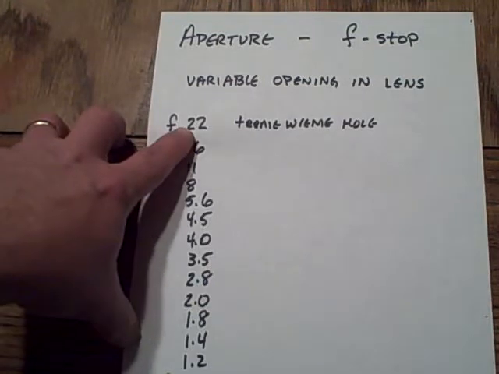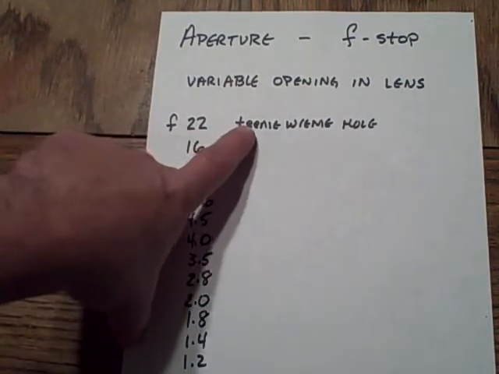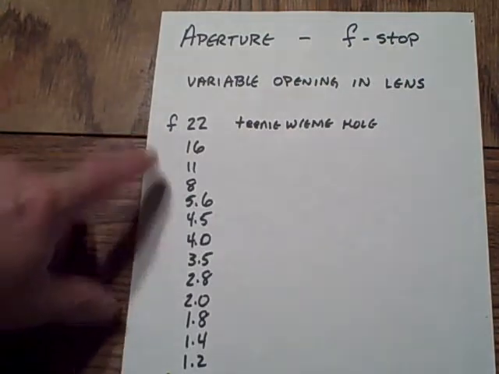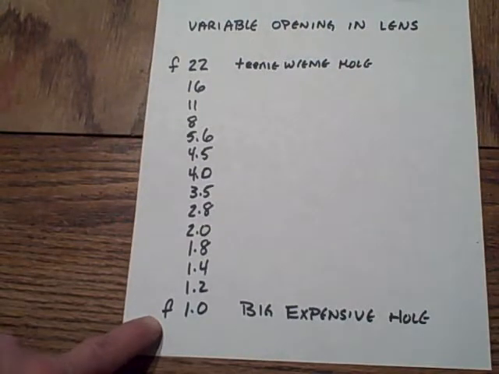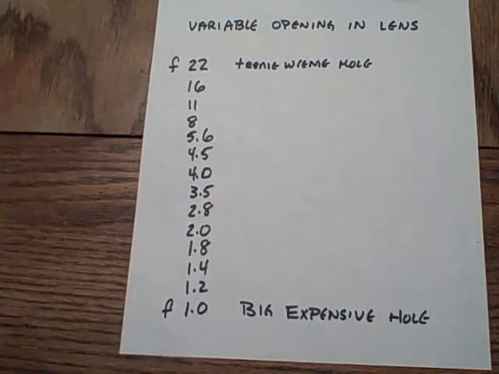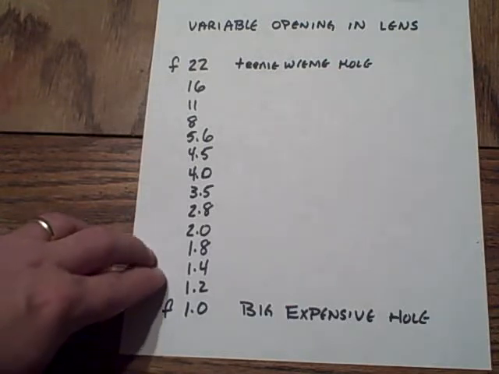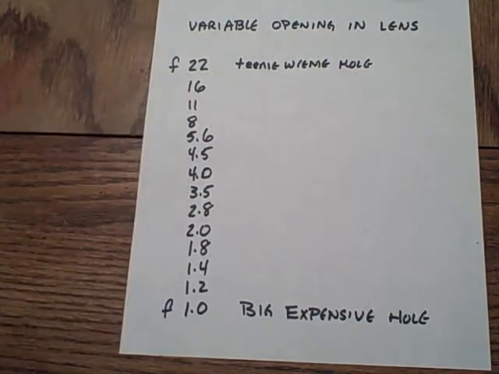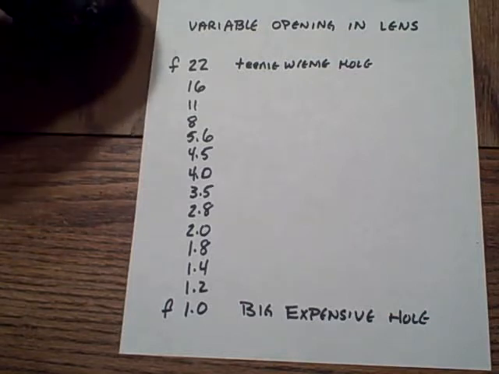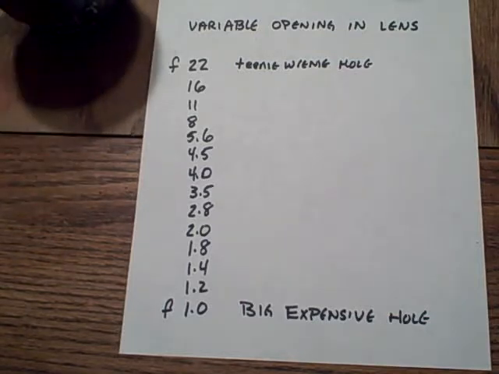The biggest number, f22, has a teeny weeny little hole. F1 has the biggest hole, and it's expensive. Most lenses fall between a 3.5 and a 22. Lenses are measured by the widest aperture that they'll open up to.